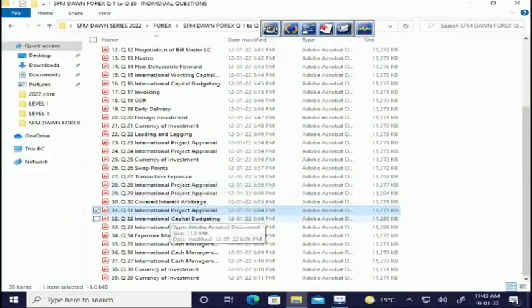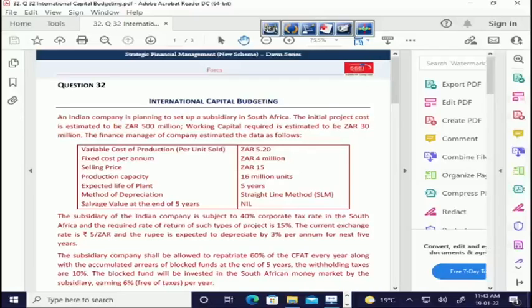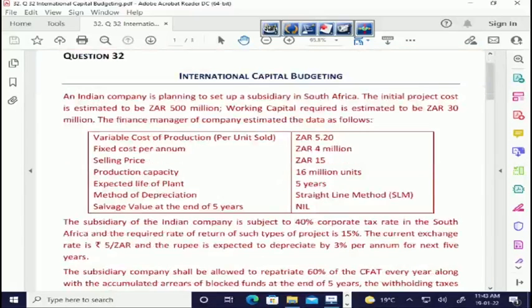Let's look at question number 32. An Indian company is planning to set up a subsidiary in South Africa. The initial project cost is estimated to be ZAR 500 million. Working capital required is estimated to be ZAR 30 million. Please remember, working capital shall be recovered in full. So we are investing 530 million. The finance manager of the company estimated the data as follows.